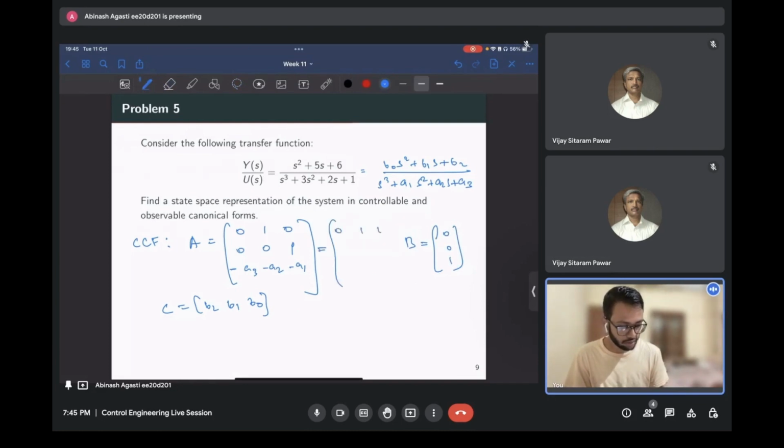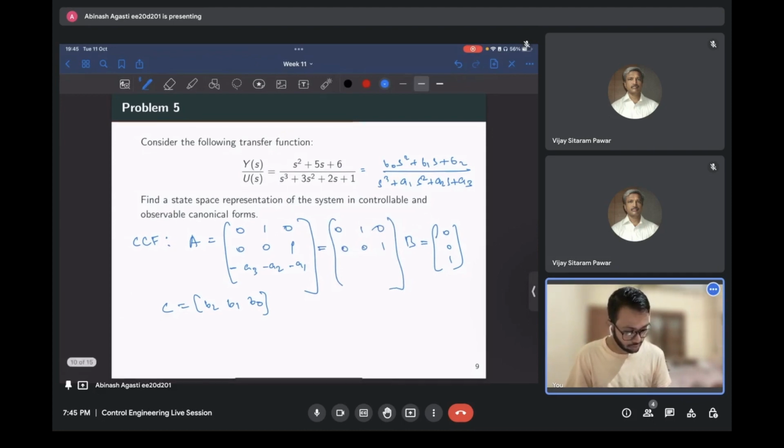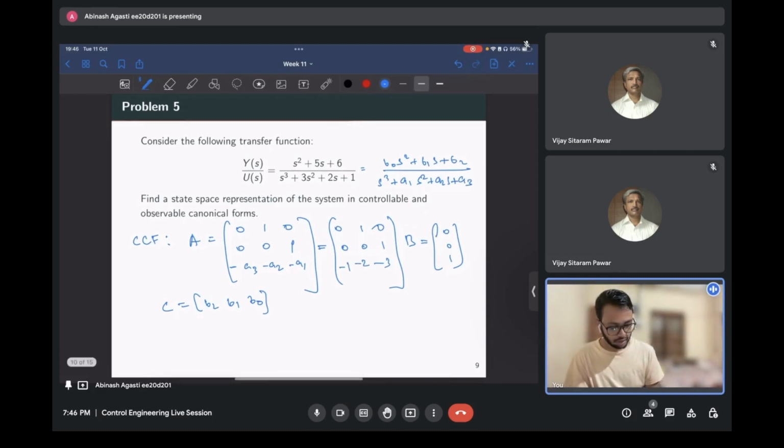For this, A1 is 3, so minus 3, A2 is 2, so this is the thing, and this is B2, B1, B0, 6, 5, right? So this is straightforward. You know the representation of controllable canonical form given a transfer function. You just plug in the values, and there we go.